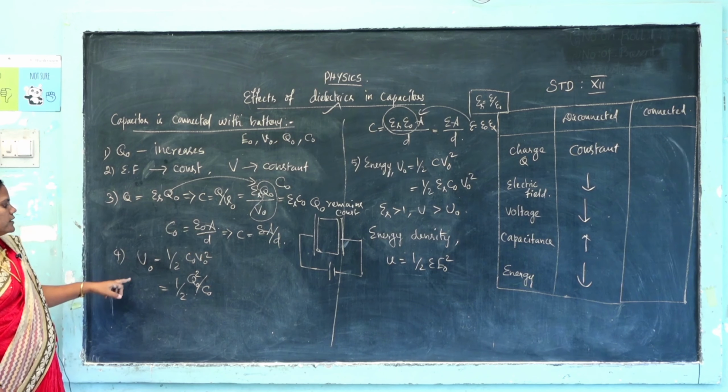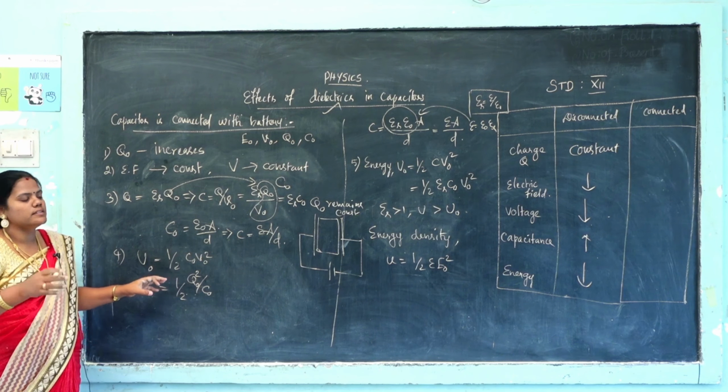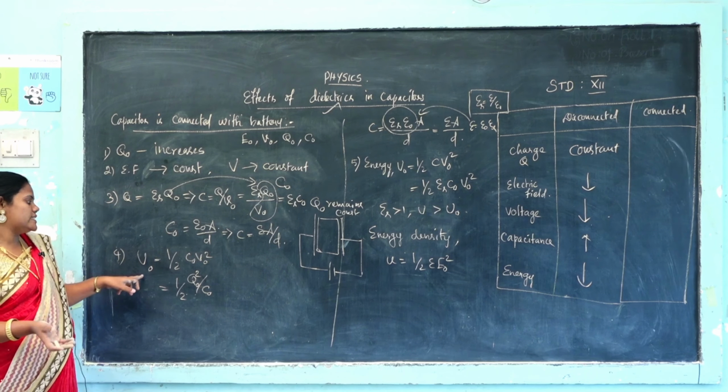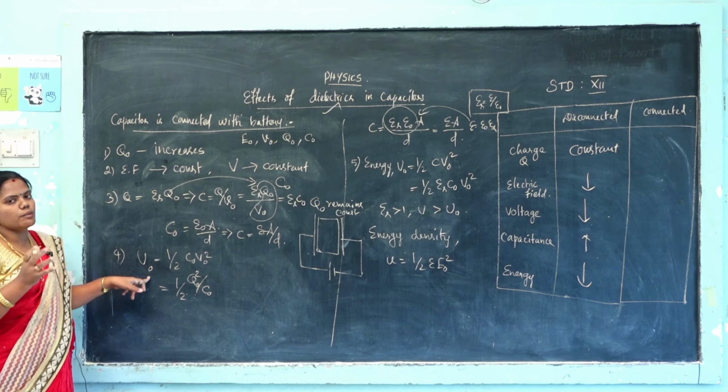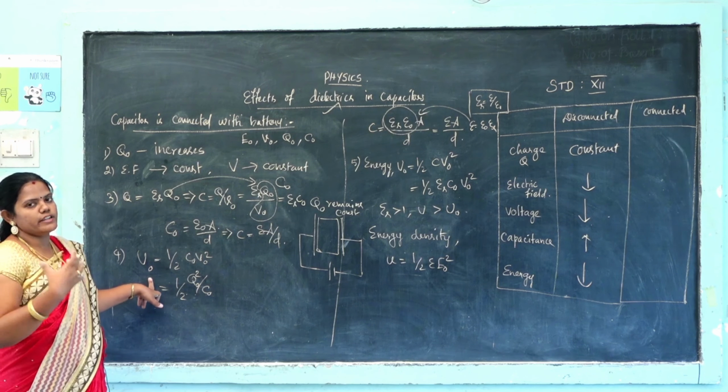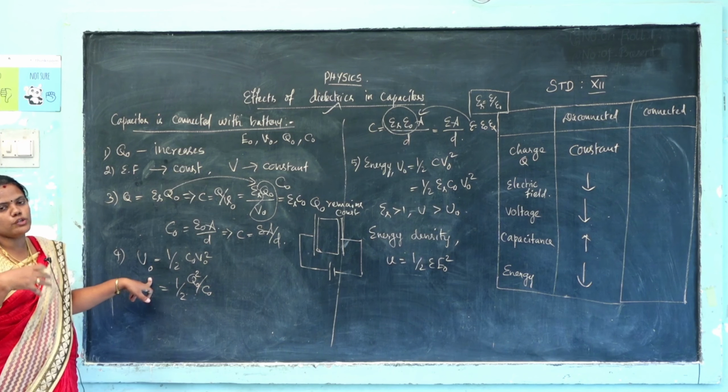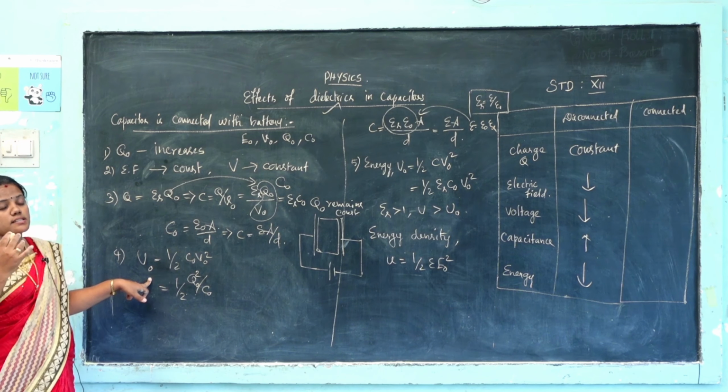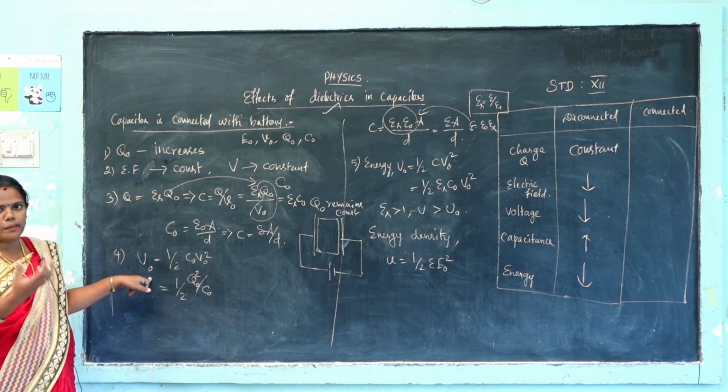Okay, and third and fourth, we will calculate the energy. What is the energy? It is used to move the electric field from one plate to another plate and is stored in the capacitance. So we will calculate the amount of energy stored in the capacitance.